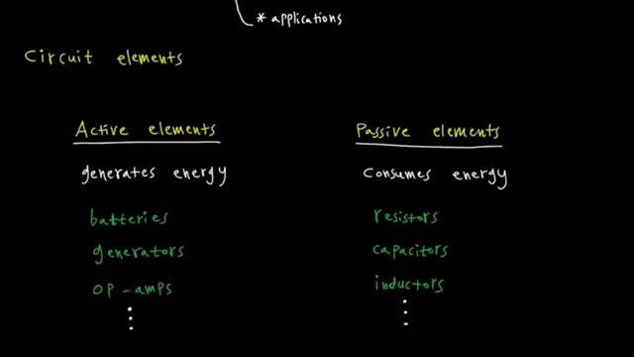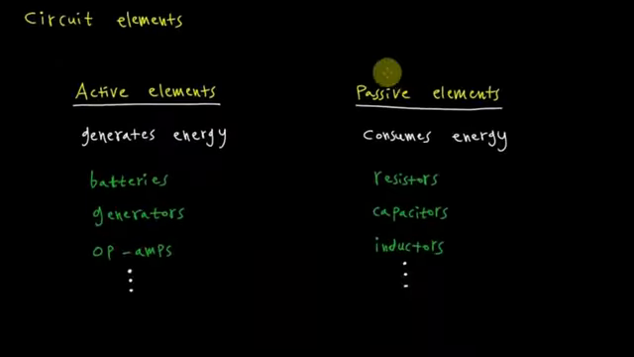So let's talk about circuit elements. To put it simply, they can be divided into active elements and passive elements. Active elements generate energy, whereas passive elements consume energy. Some examples of active elements are batteries, generators, and op-amps. And for passive elements, we have resistors, capacitors, and inductors, which are some of the most common examples.